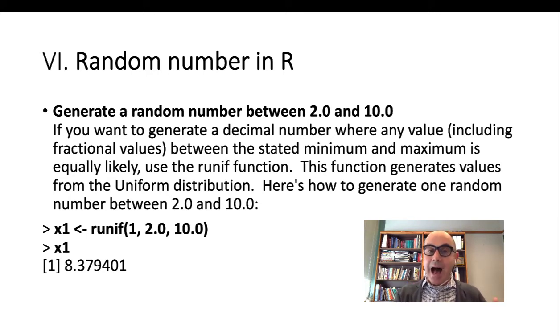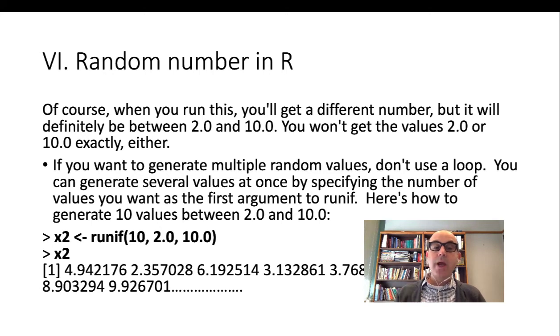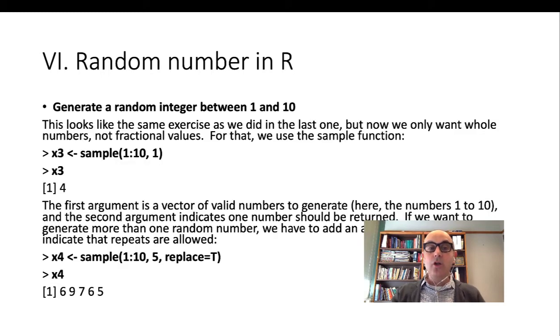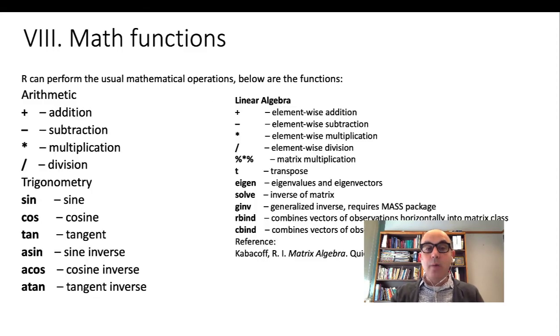So I lay out in my code that I want one number between 2 and 10, and in this case, it's going to be 8.378. This can change every time I run R, but this is the idea of a random number in R. We're going to do that again and again so you can see how you could generate it. Again, this is an example in R of how to generate an integer between 1 and 10 and how to apply that.